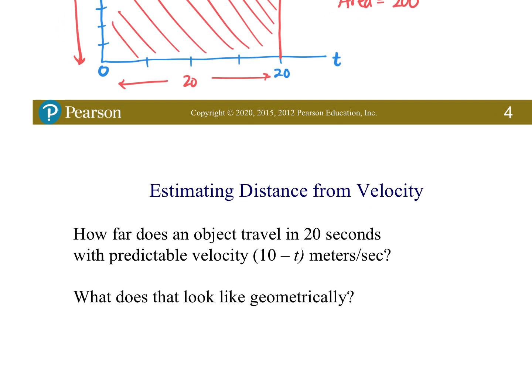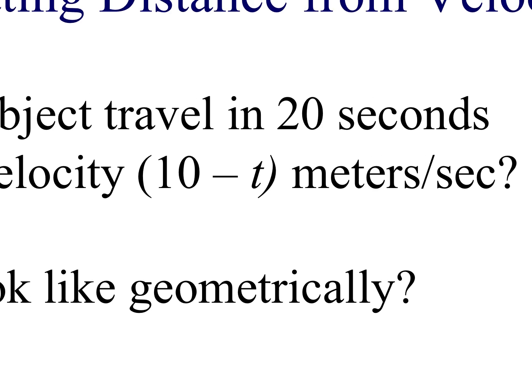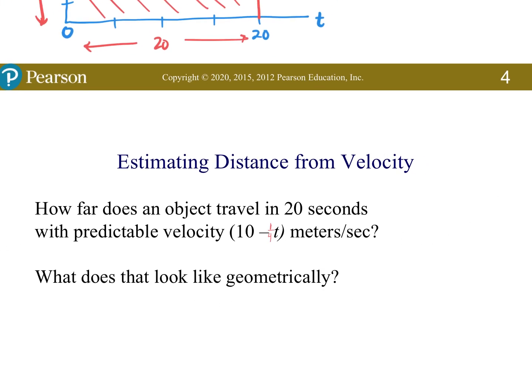So let's change things a little bit. What if we keep this object in motion for the same amount of time, 20 seconds, but its velocity is not the same? What if its velocity is not 10 as a constant, but is predictable? If the velocity is measured at 10 minus, and I'll need you to correct something in your notes. I left out a fraction here, so I apologize, but there should be a 1/4 there in front of your t. If you could make that change in your notes, that would be good.